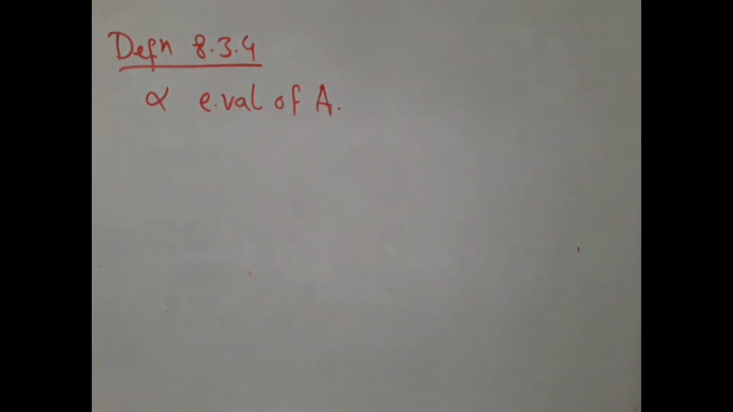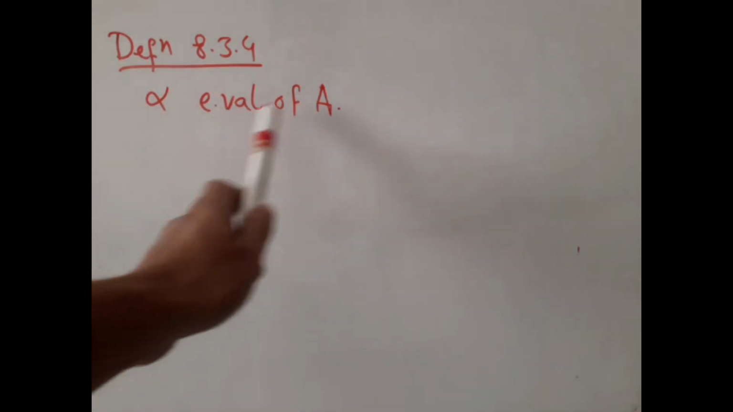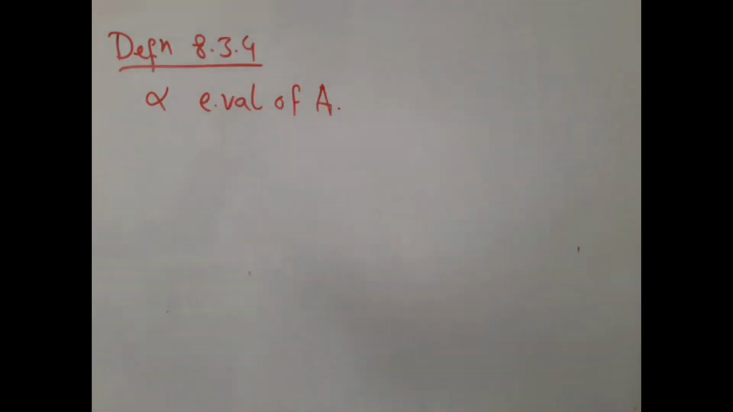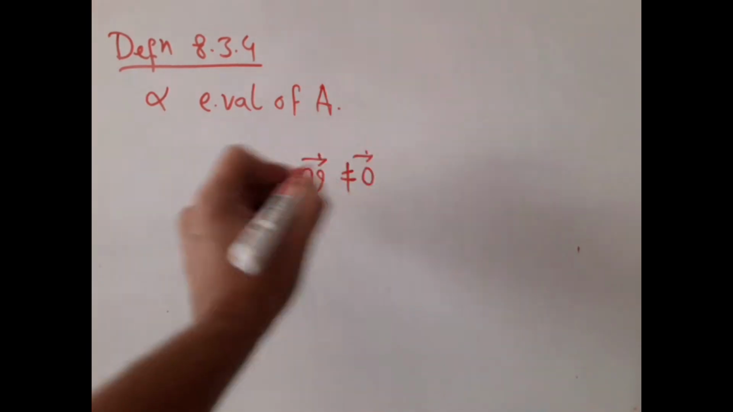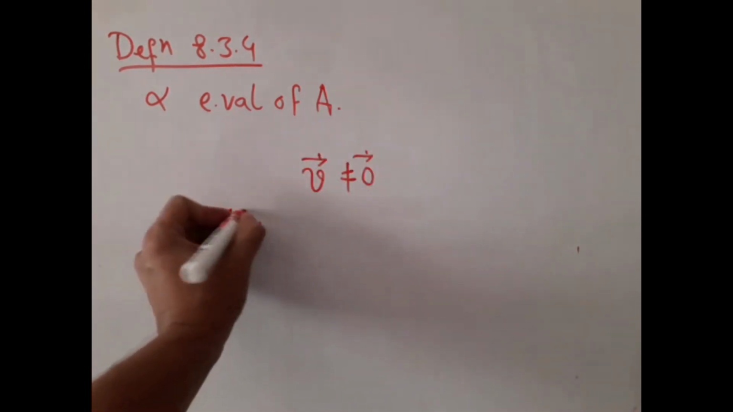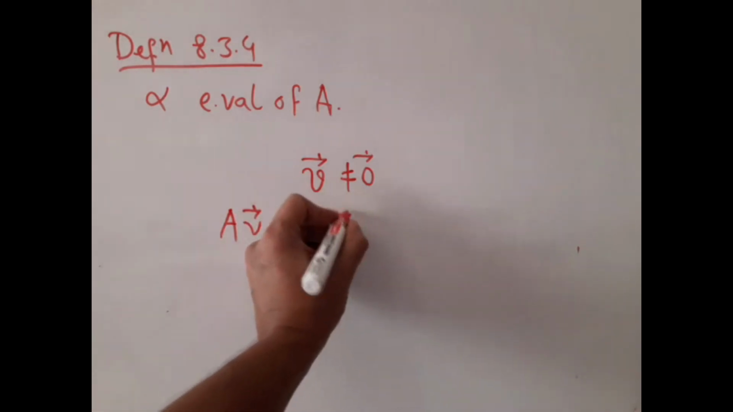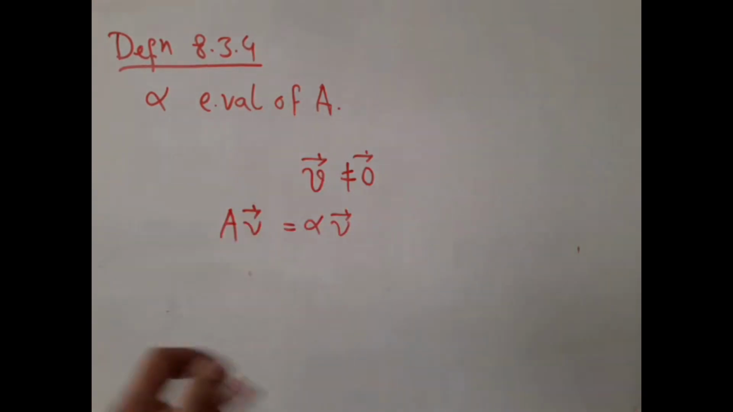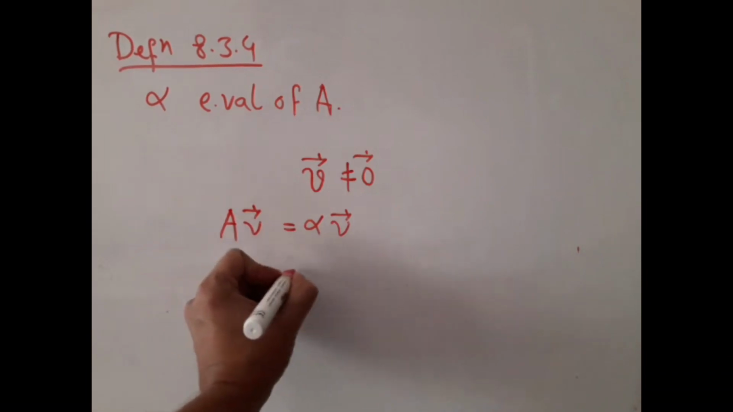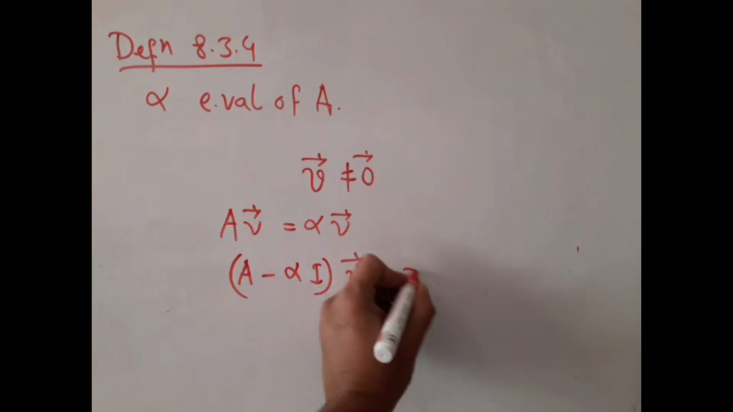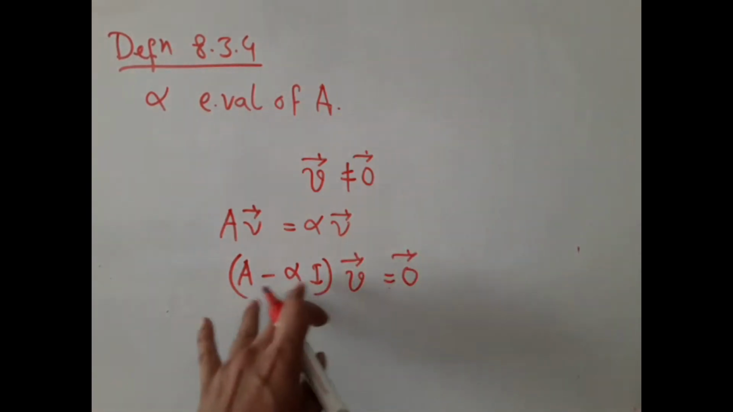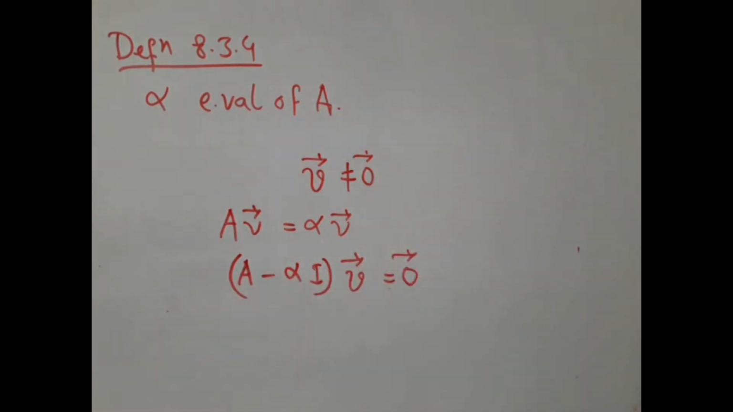Definition 8.3.4: we start with some eigenvalue of A. We already know how to find eigenvalues. We have found one, and now we are trying to find eigenvectors. What does that mean? We are trying to find some non-zero vector v such that Av is equal to alpha v. That basically means we are looking for some v such that (alpha I minus A) times v is equal to 0.